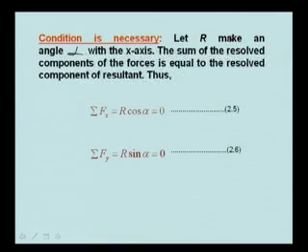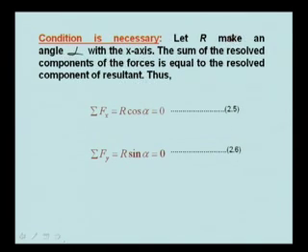The sum of the resolved components of the forces is equal to the resolved component of the resultant. Thus, sigma Fx is equal to R cos alpha, which is equal to 0, and sigma Fy is equal to R sin alpha, that also should be 0 because R is 0. So, therefore, this condition is necessary, because if R is 0, then naturally the sum of the resolved components should also be 0.